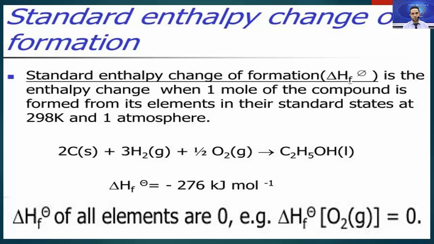For example, the formation equation for ethanol, C2H5OH. Be careful, you write only its elements, no compounds. How many carbon? 2 carbon, so 2C. How many hydrogen? H5 plus 1, 6 hydrogen, so 3H2. Plus 1 oxygen, and oxygen must be written as O2, so plus half O2. And don't forget that delta H F of all elements equals 0: oxygen, hydrogen, carbon, sodium, magnesium.